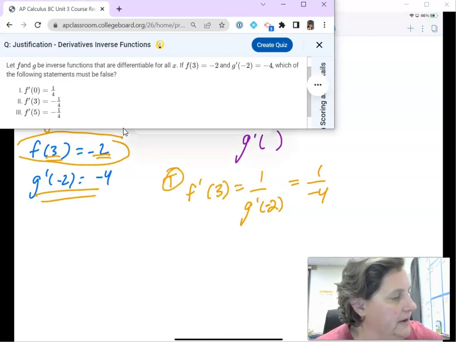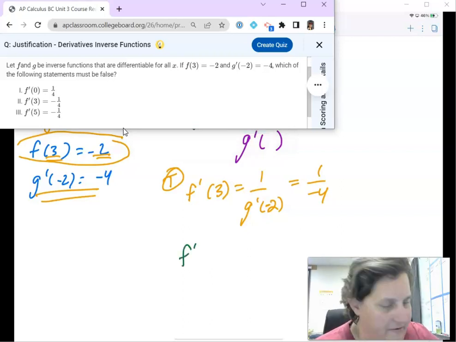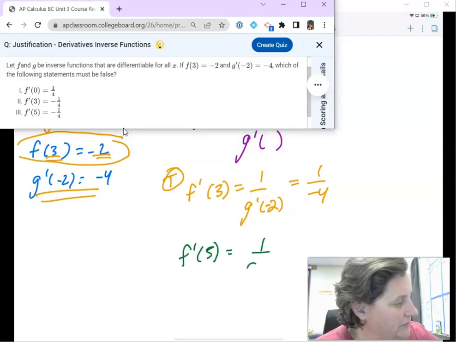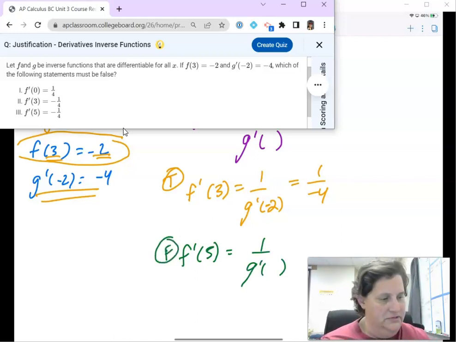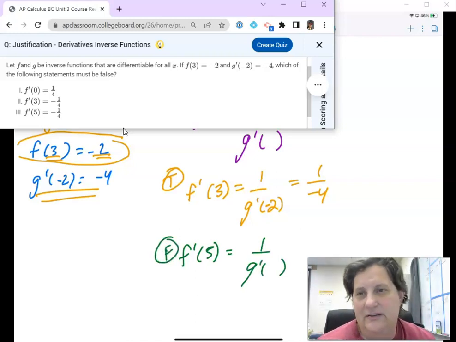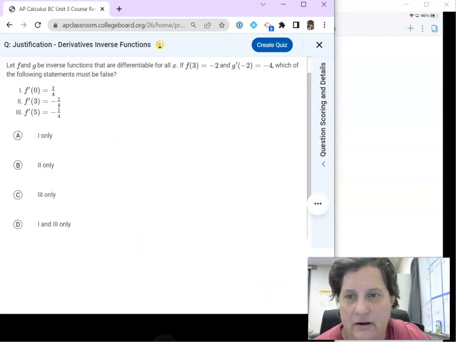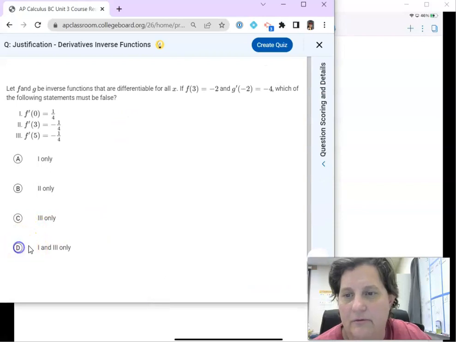All right. Let's see this one. f prime of 5. Well, that's got to be 1 over G prime of something. I have no information about 5. That's false. Okay? So there's a good example of, so 1 and 3 are false. So on here, I would be like 1 and 3 are false.